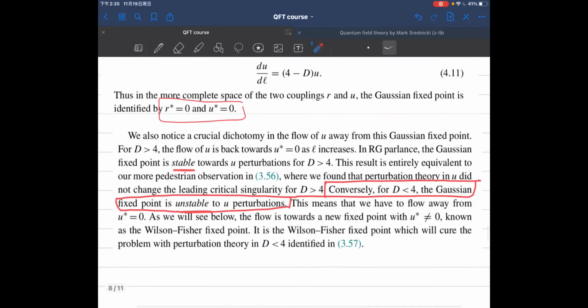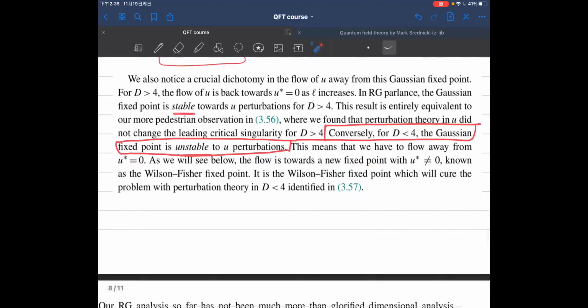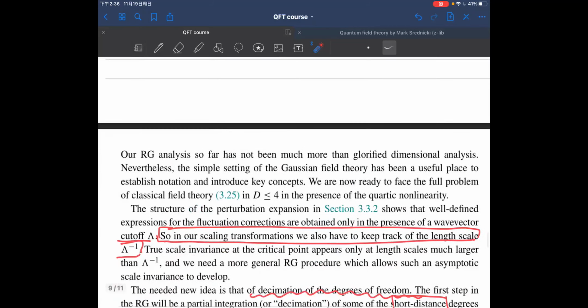This means that we have to flow from U star equal to 0, which means that this fixed point is not stable. When we have a new fixed point, known as the Wilson fixed point. This fixed point is computable, we can do the program with perturbation theory in d less than 4. Okay, that's great.